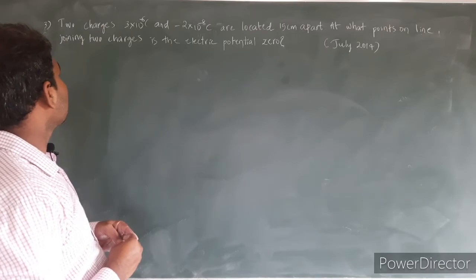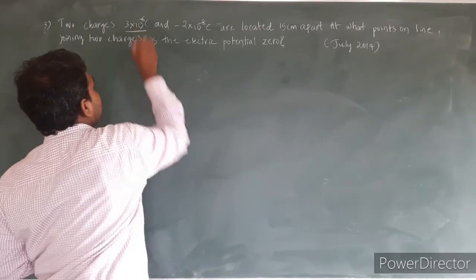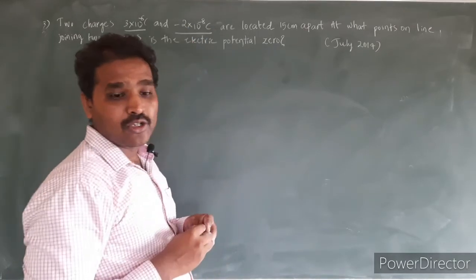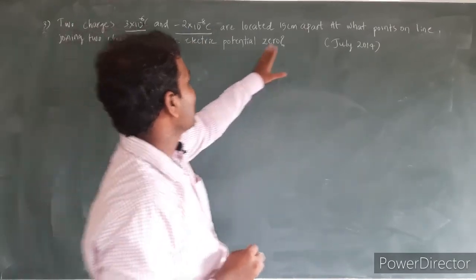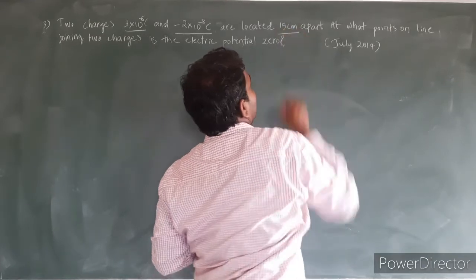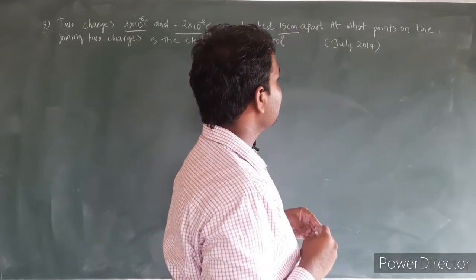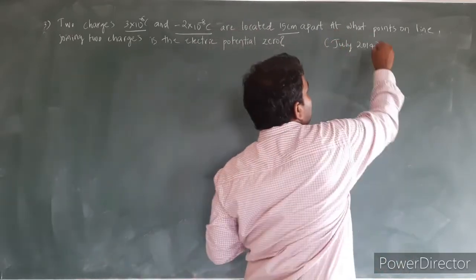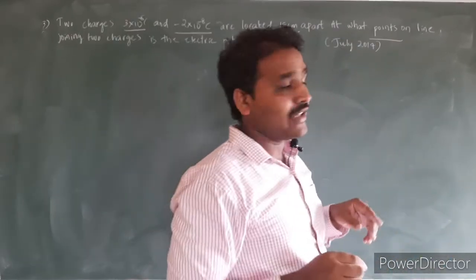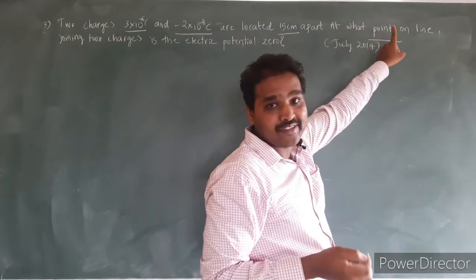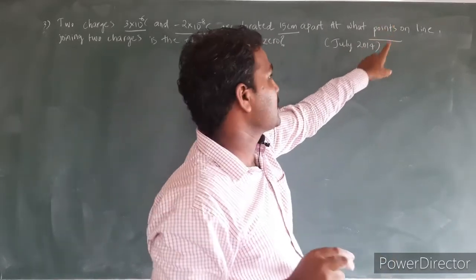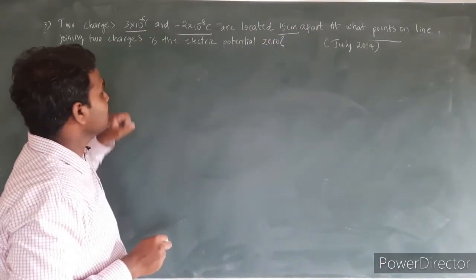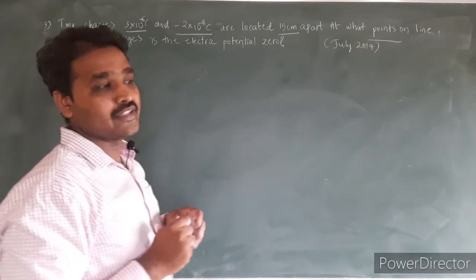It is given that two charges of magnitude 3 into 10 to the power of minus 8 coulomb and minus 2 into 10 to the power of minus 8 coulomb are located 15 centimeter apart. Okay, and they are asking at what points. Observe here, in some problems they will ask only one point to find out. If they say at what points, we have to find out minimum 2 positions. At what points on the line joining two charges is the electric potential 0?